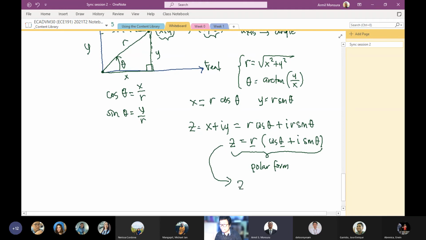Meron tayong shortcut notation dyan as r bar angle theta. So instead of actually writing this as r cosine theta plus i sine theta, ito na lang yung shortcut niya, r bar angle theta. Is this clear?